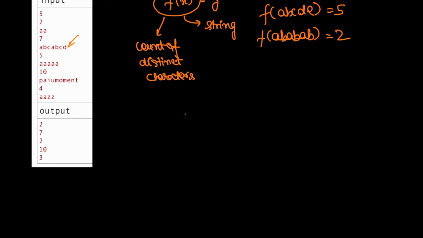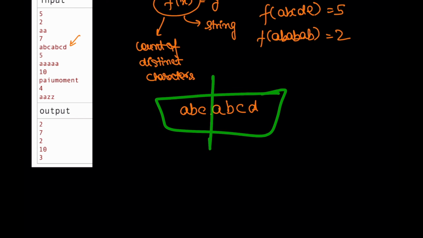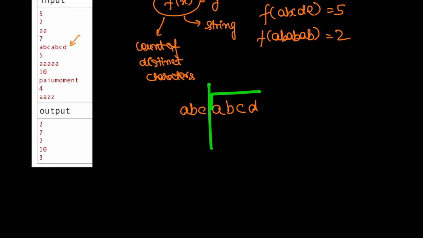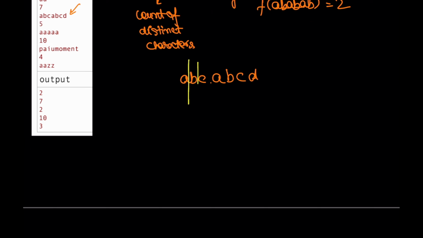Let's take the second sample test case, the string abcabcd. We need to divide the string at a particular index so that the value that the function gives for this string and this string, if we sum them up, is the maximum value, right? So what is the brute force approach that comes to our mind? We will go over all the indexes and find it.